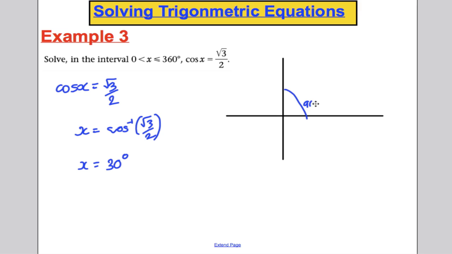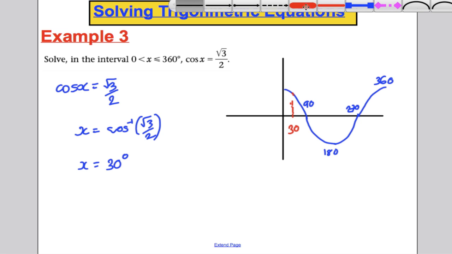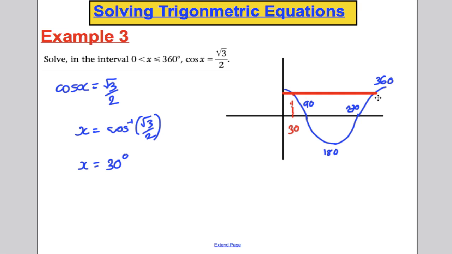So this here is 90, 180, 270, and 360. Your principal value is 30. So you're along here, that's 30 there. And you're going to see where else you get a similar value to that. Well, it's over here somewhere. Now you're 30 back from a peak, so this one here must be 30 back from this peak, which is at 330. So x on the one hand equals 30 degrees, and on the other hand is 330 degrees.